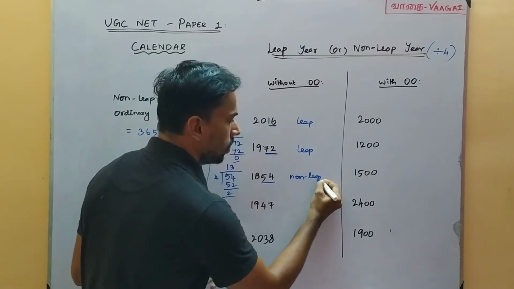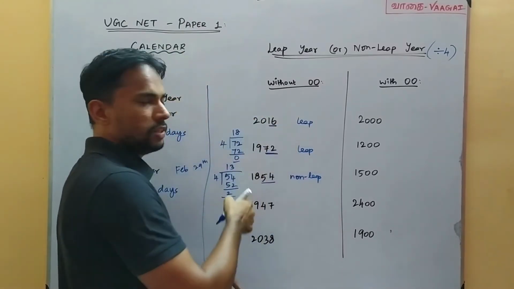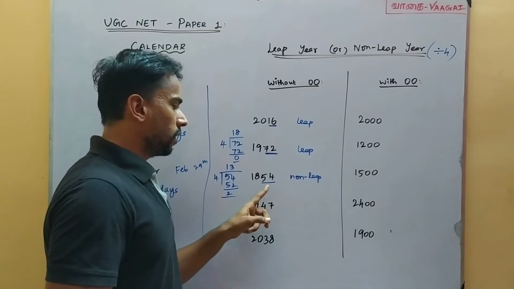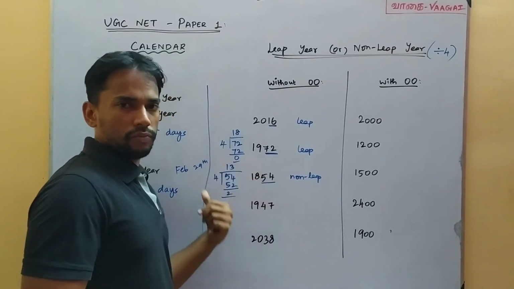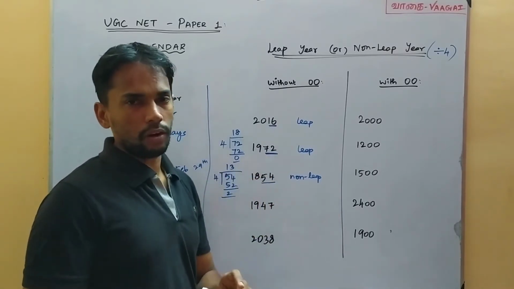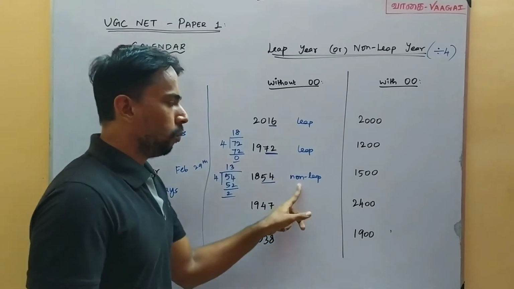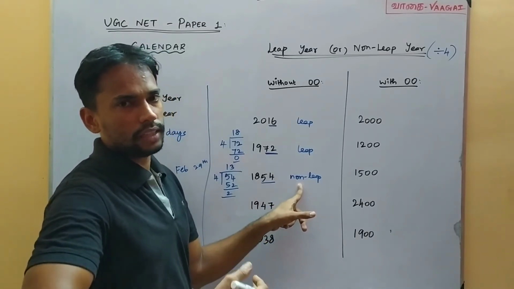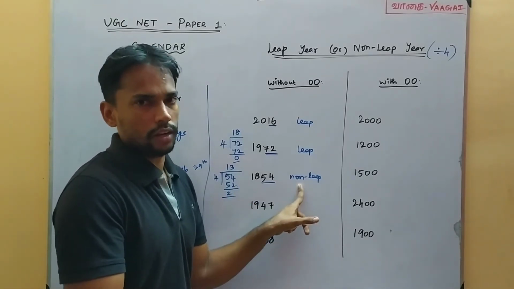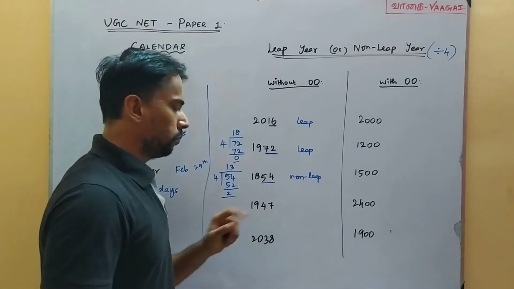Do you understand? The first two cases we got it to be divisible, so leap years. But in this case it is not divisible by 4. That means it is a non-leap year, or I can say ordinary year. Both are the same. We can call it either a non-leap year or an ordinary year. Both are equivalent. Come to the next one.